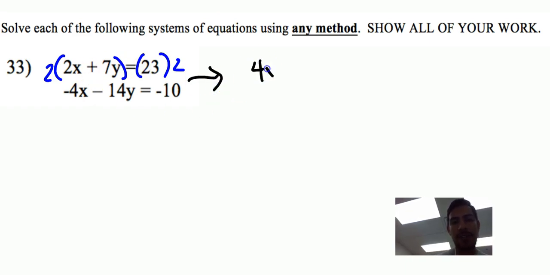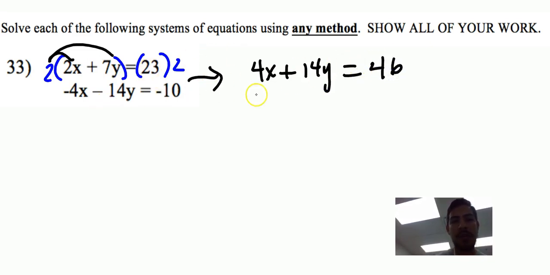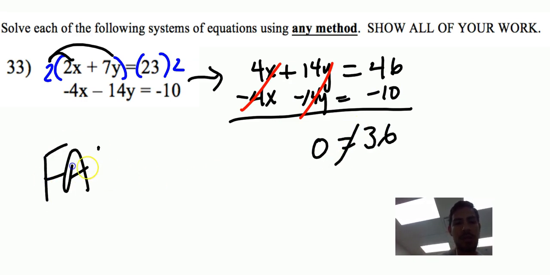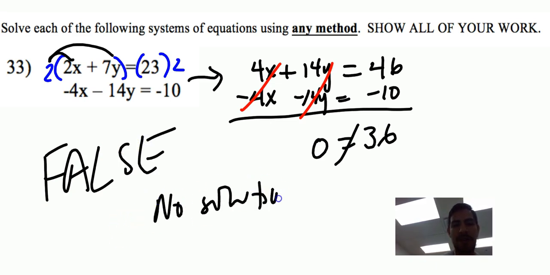So I end up getting 4x, because 2 times 2x, plus 2 times 7y is 14y, equals 46. The bottom equation will be negative 4x minus 14y equals negative 10. Let's see what we have here. Look at this. Cancels, cancels. I get 0 equals 36. False. That could not be more false. There is no solution here, which means graphically the lines are parallel.